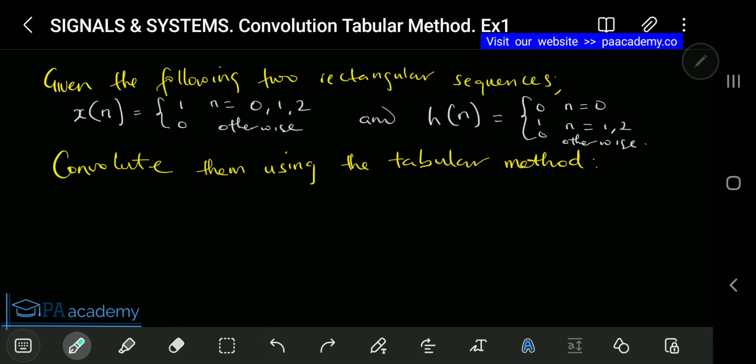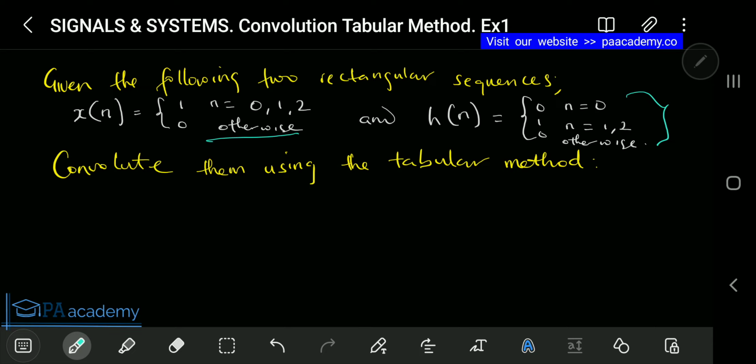So now, in explaining convolution using the tabular method, we are going to be using this example on the screen. The example says, given the following two rectangular sequences, x of n, and this is the expression for it, and then for h of n, this is what we have. Convolve them using the tabular method.